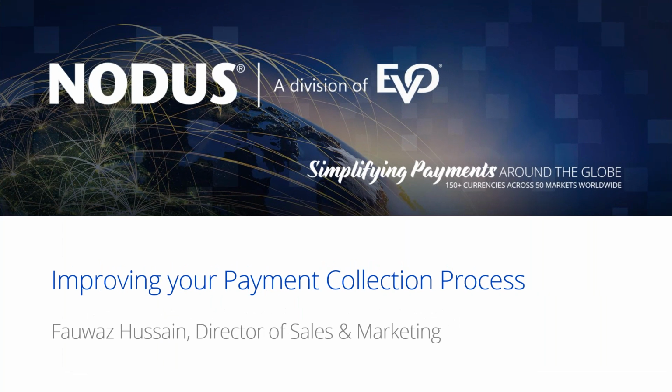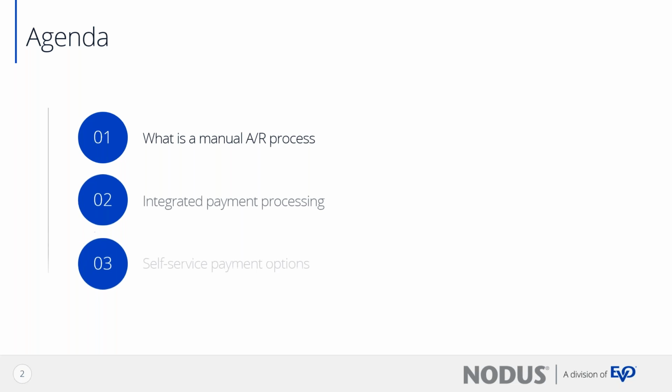share my agenda. So today we're going to be talking about what exactly a manual AR process is, like what a typical accounts receivable process looks like. And then we will talk about how you streamline some of that, how you can improve that. We will talk about integrated payment processing. So as a Dynamics GP user, how can you securely process payments for your customers?